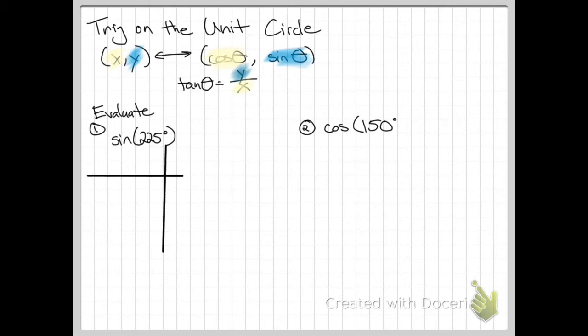225, I'm going to leave some space because I know what quadrant it's in. 225 degrees is going to take me into quadrant 3. I'm going to make a triangle with the x-axis. Remember, this is a point on the unit circle. We just don't draw the circle because it takes up space and it's not necessary. But that means the hypotenuse is 1.